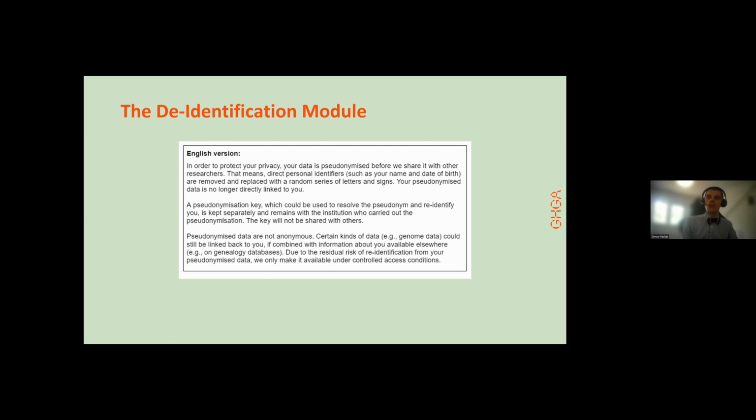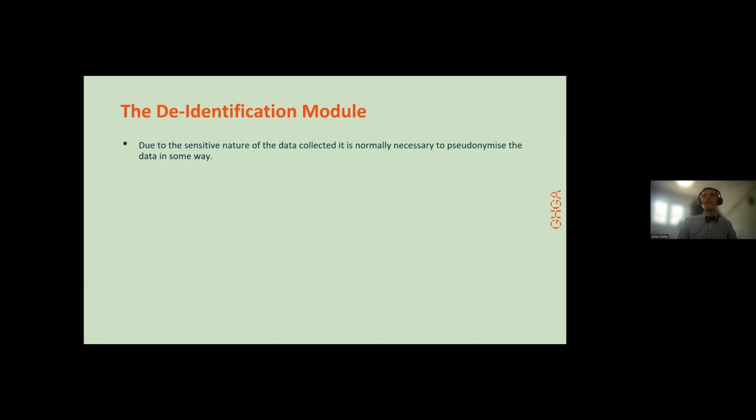Pseudonymized data are not anonymous. Certain kinds of data, e.g. genome data, could still be linked back to you if combined with information about you available elsewhere, for example, genealogical databases. Due to the residual risk of re-identification from your pseudonymized data, we only make it available under controlled access conditions. And again, what we want to do here is really explain to the public what it means when we speak about pseudonymization and these specific data protection terms.